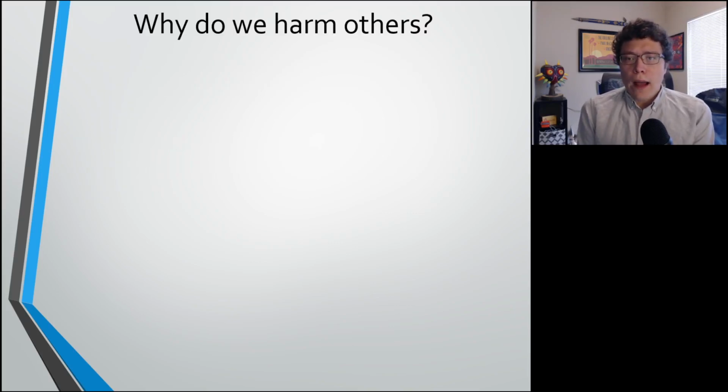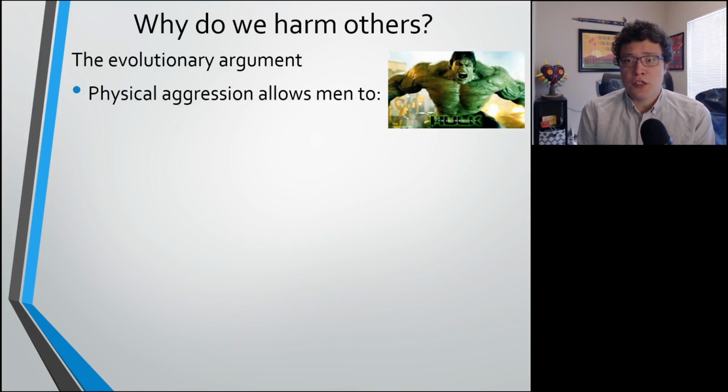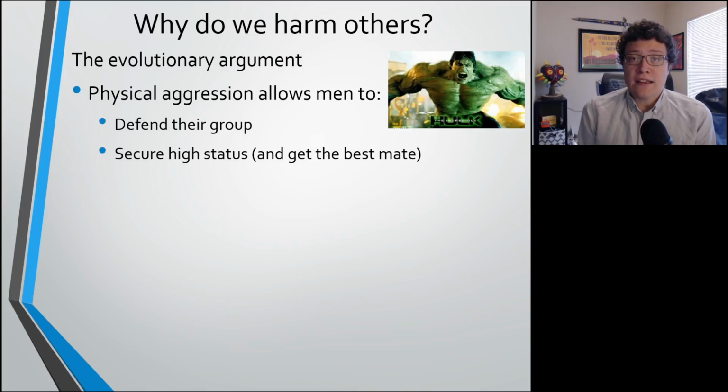Okay, so moving on, why do we harm others? The first argument we're going to talk about is the evolutionary argument. The idea is that physical aggression is really useful. The Hulk uses physical aggression to do lots of things that men can do, probably to a lesser extent than the Hulk, such as defend their group, secure what we call high status, and get the best mate.